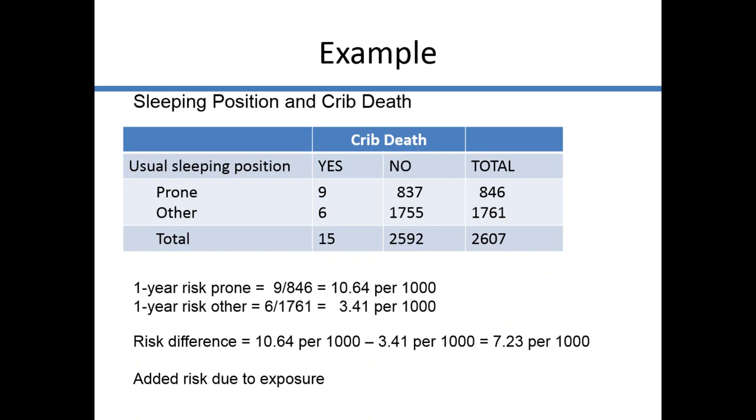It's added risk due to exposure. We're not worried about the magnitude. We're not calculating a risk ratio. We're not saying the risk is X times higher. We're just saying this is the absolute difference. 7.23 children per 1,000 will have this outcome due to this exposure. It's an absolute, not a relative measure. I'm telling you the number. For every 1,000 people, we're getting this. It's not telling you X times or more times. That's a relative measure because it's saying this times this, 10 times higher, or your risk is 11 times higher. Next slide, please.